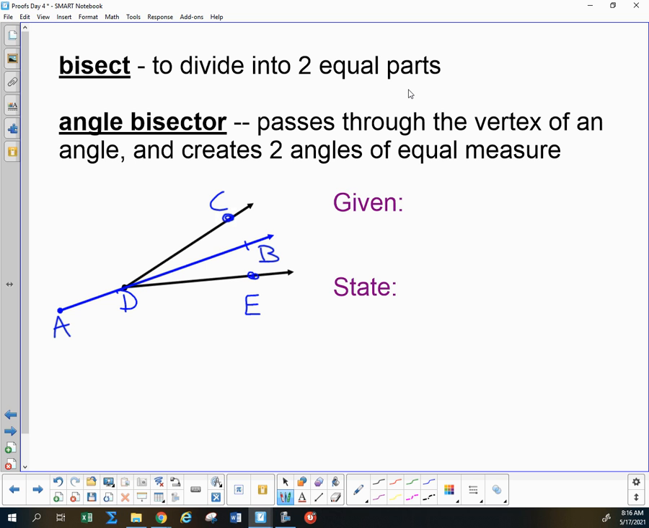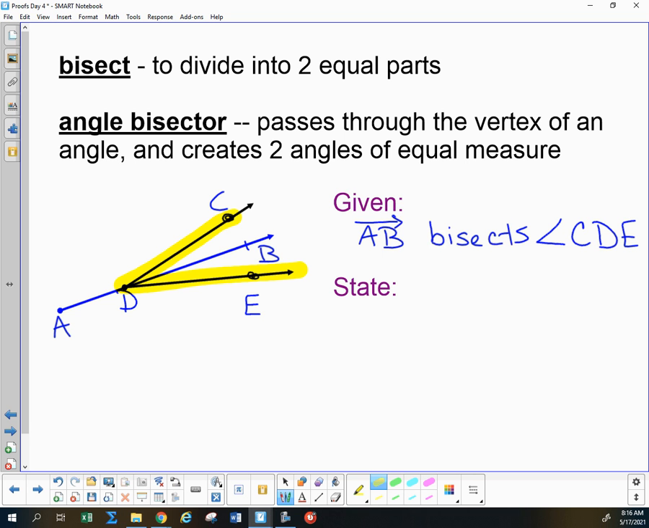So if we are given something like AB, I could leave that as a segment, or I could put an arrow on it to say it's a ray. But if I am told in words to begin a proof, AB bisects angle CDE, I look at my picture and find where AB is, and then where angle CDE is. I start at C, go to D, turn and go through E. Oh yeah, AB cuts through that angle. That means it cuts it into two equal parts.